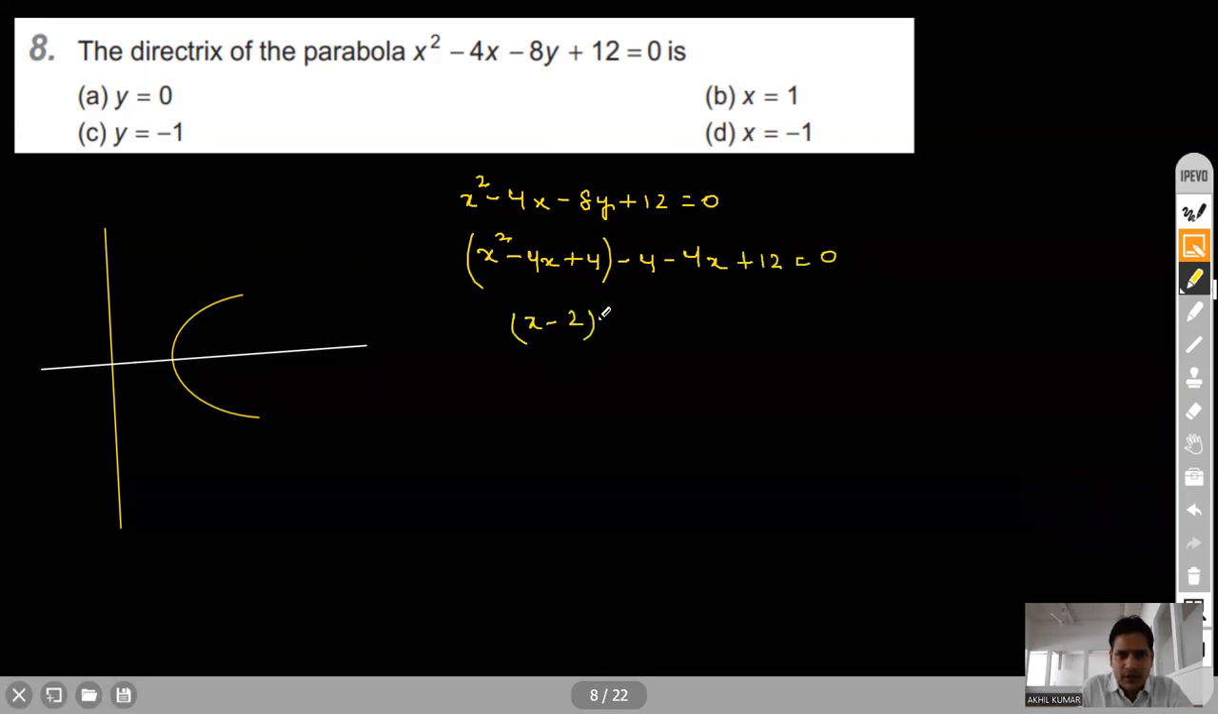So this will become x minus 2 whole square, right? x square minus 4x plus 4. Okay, so it's fine. And take these things to the right hand side: it will be 8y minus 12 plus 4. While coming to this side, minus 8y will become 8y, and this thing will become minus 8.